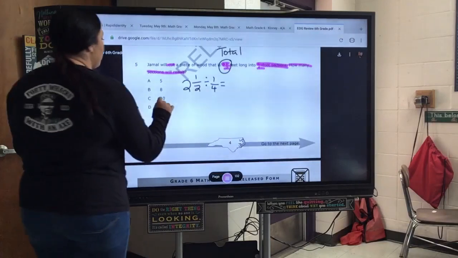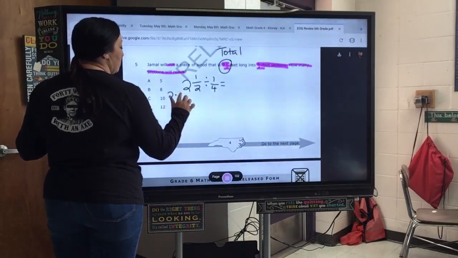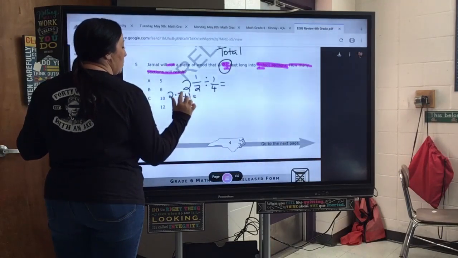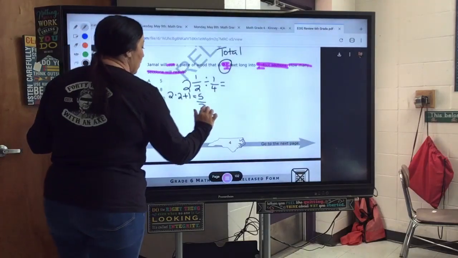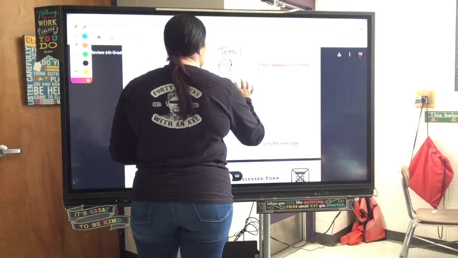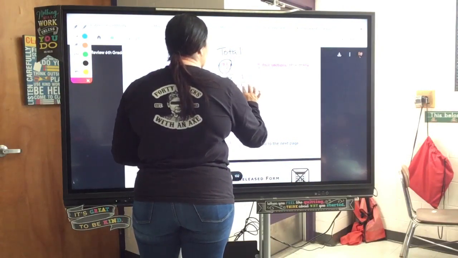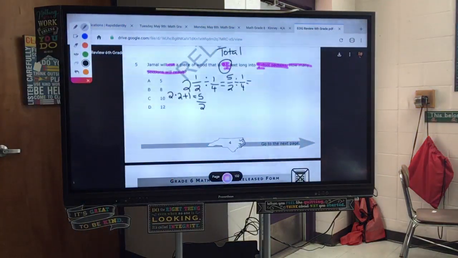Okay, and how do I do that? You do 2 times 2, and then you add the 1. So 2 times 2 is 4, plus 1 is 5. And I always use my original denominator. So now I have 5/2 divided by 1/4. What do I do from here? Zoe? What do I do from 5/2 divided by 1/4?